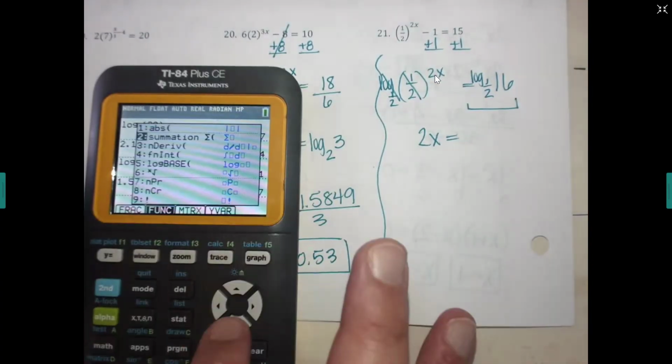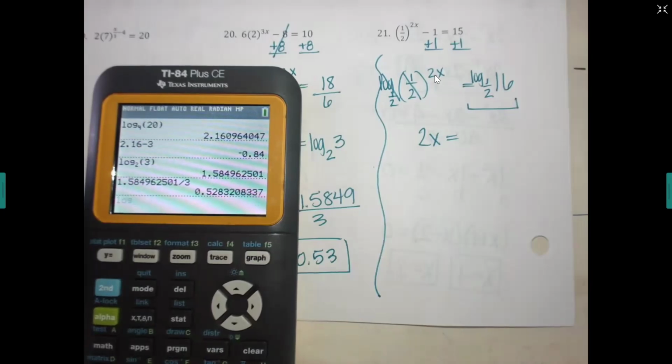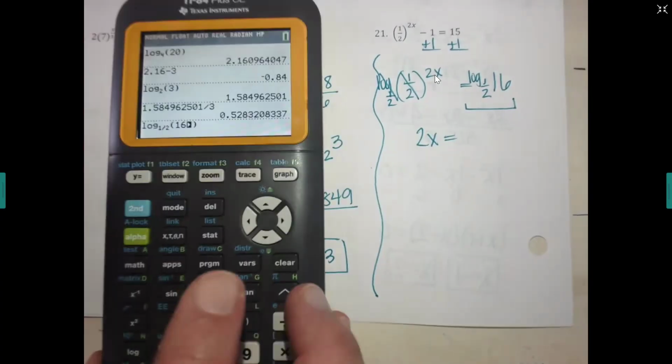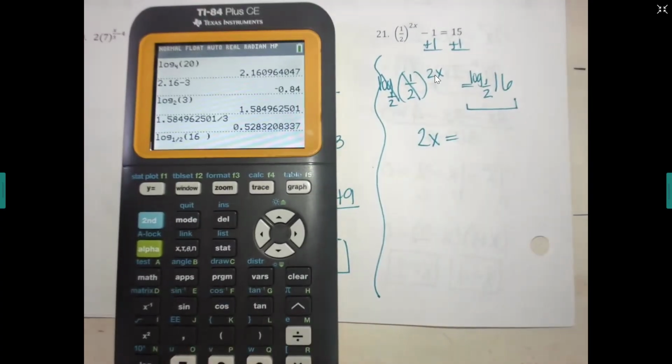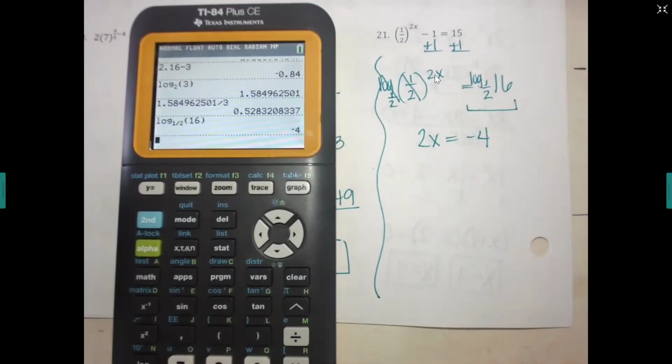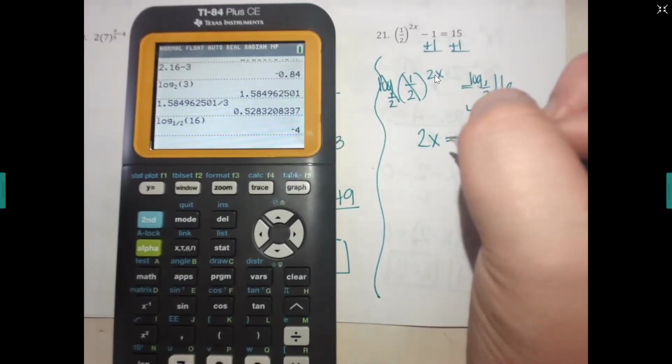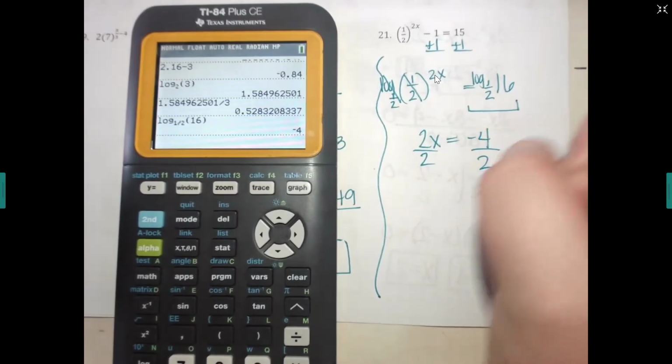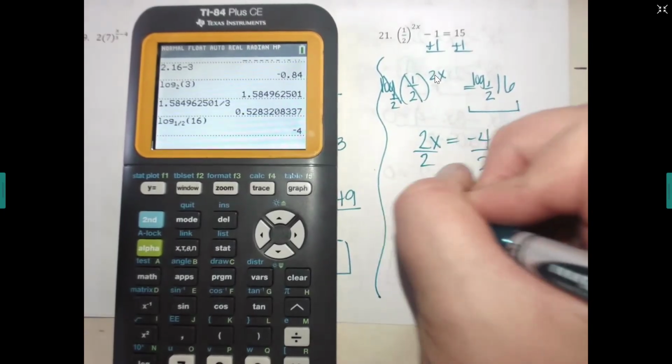So alpha window 5. I'm putting a 1/2 in the little box and a 16 in the big box. Now, if you would rather than putting a 1/2 there, put 0.5, that's the same. It's okay. So that gave me -4. And then divide by 2, what's my final answer? -2. Get the idea?